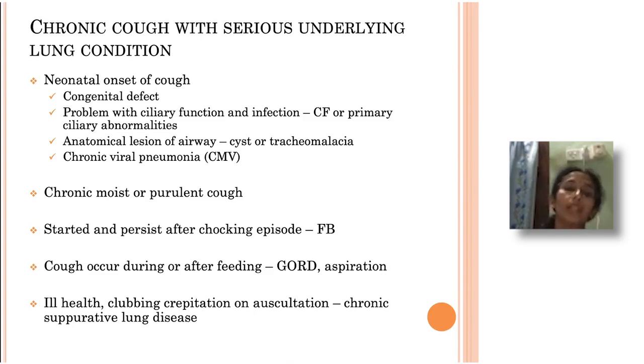When these kids have a chronic moist or purulent cough, we have to think about some serious lung pathology. When the cough started and persisted after choking episodes, we have to think about a foreign body. When cough occurs during or after feeding, we have to think about gastroesophageal reflux disease and aspiration. And when these kids are ill and have clubbing and crepitations on auscultation, we have to think about chronic suppurative lung disease.